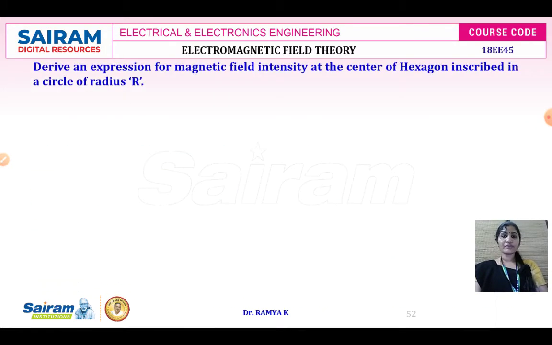Next problem. Derive an expression for magnetic field intensity at the center of a hexagon inscribed in a circle of radius r. Here we need to identify the value of the magnetic field intensity at the center of the hexagon inscribed in a circle of radius r. Before, we saw the problem related to a square. Now we are going to see the problem related to a hexagon.